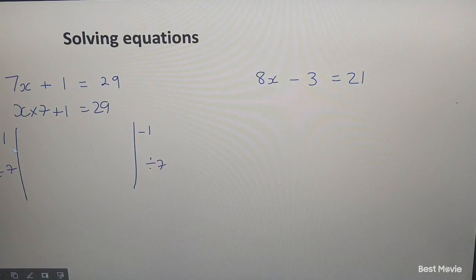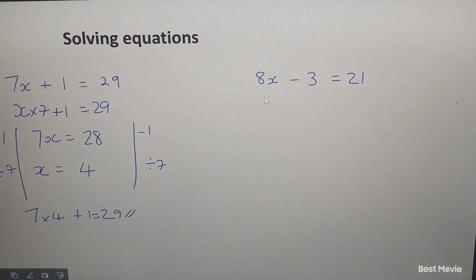Okay, 7x add 1, take away 1 is 7x. 29 take away 1 is 28. 7x divided by 7 is x. And 28 divided by 7 is 4. So your check is 7 times 4 is 28, add 1 is 29.